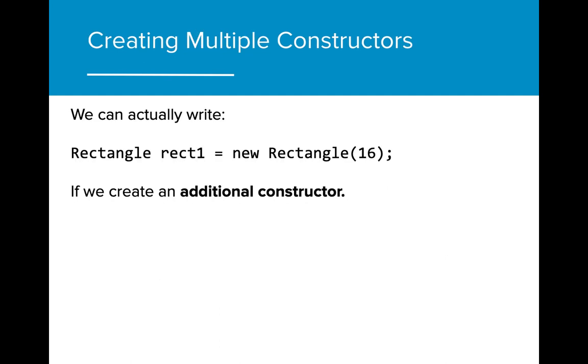But we can actually get this constructor call to work if we create an additional constructor that only accepts one parameter. We can create additional constructors to improve the flexibility and functionality of our programs. Suppose a developer wanted to create squares using the rectangle class. We can give them the option to create a rectangle object that only takes one parameter to indicate that all sides of the rectangle should be the same length.